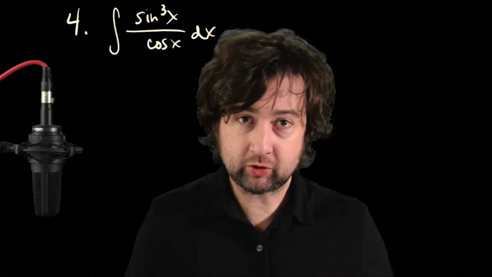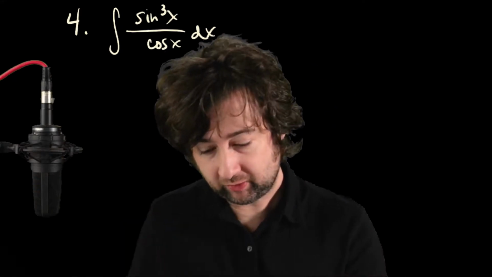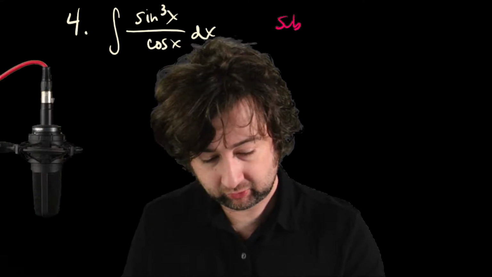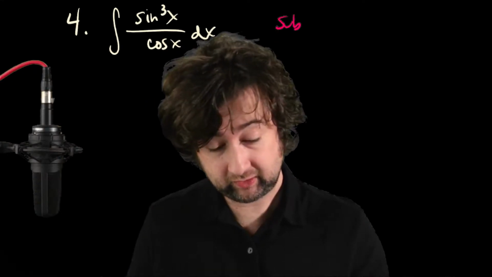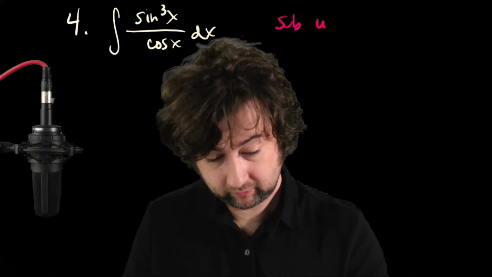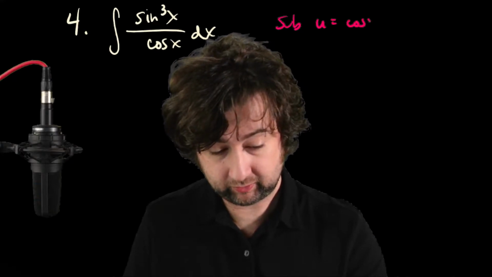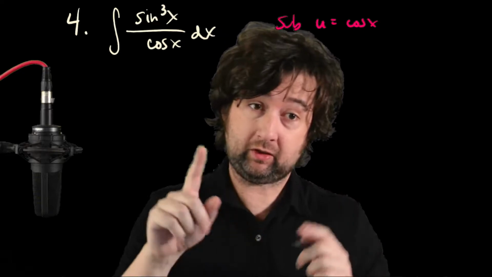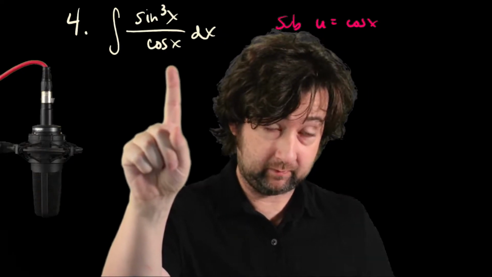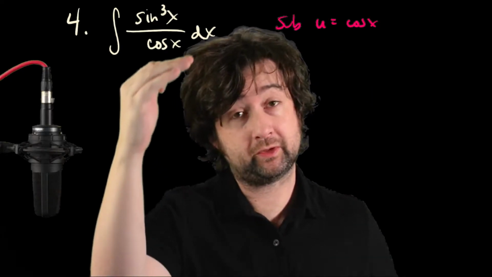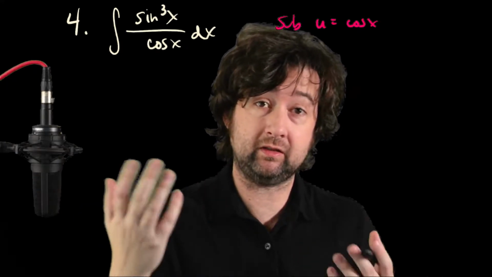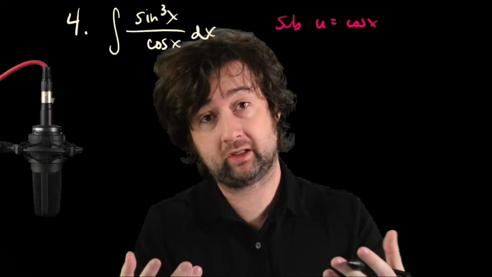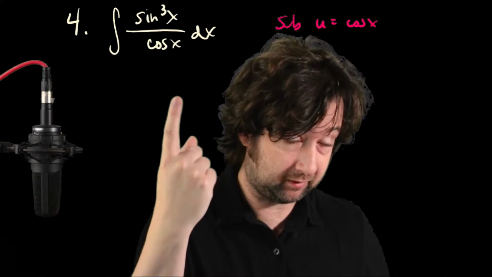The next thing I might think is, is there an obvious substitution that I can make? So I'm just going to try the obvious substitution, which is to let u be equal to the cosine of x. Now, why cosine and not sine? Because cosine is in the denominator of the fraction. So I don't want to let u be equal to the sine, because if u was the sine, then du would be cosine x dx, but the cosine is trapped in the bottom.